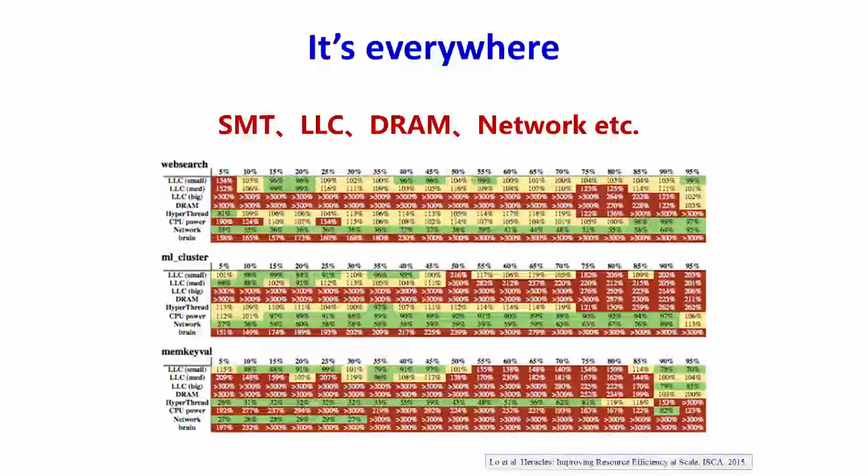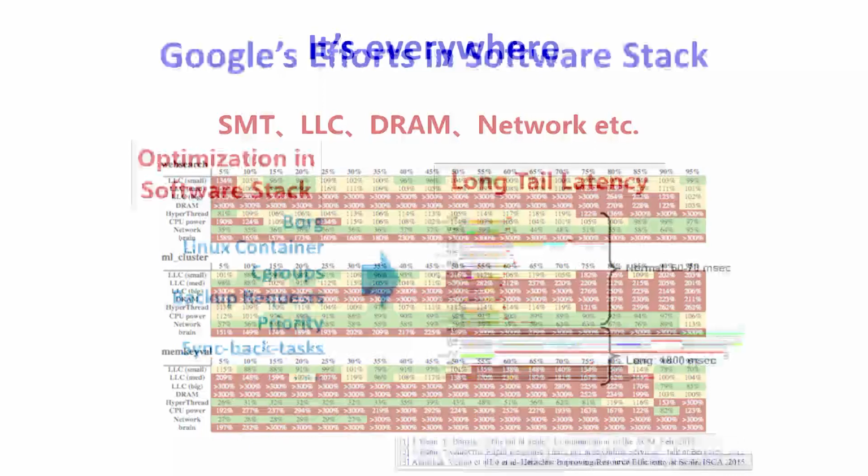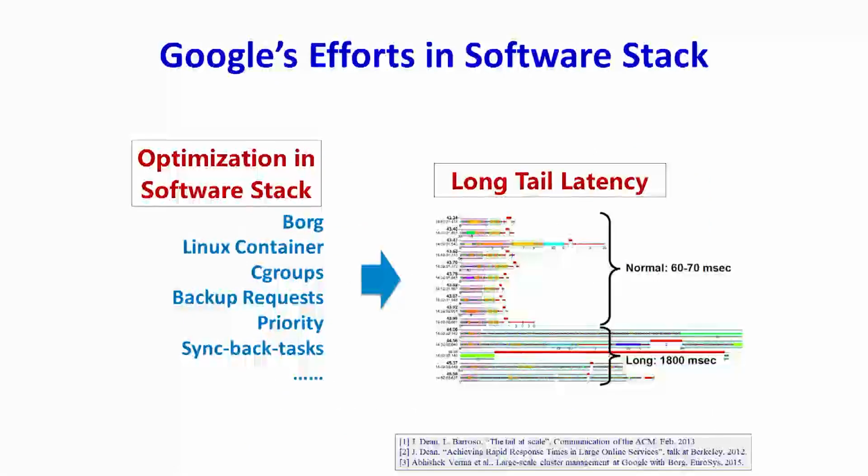So how to deal with that? I take Google as an example. Over the past 10 years, Google has devoted a lot of effort to software stack optimization, such as Borg, and Linux container cgroups were first used in Google data centers. But today, they still suffer from the long tail latency issue.